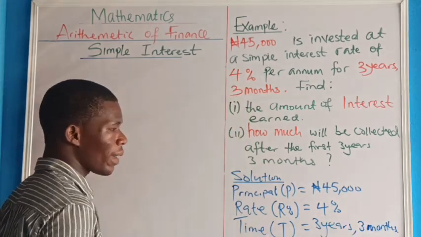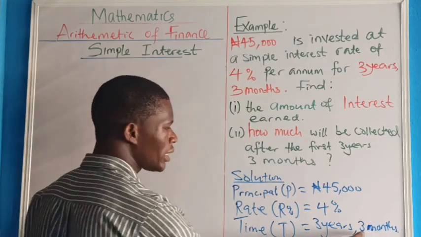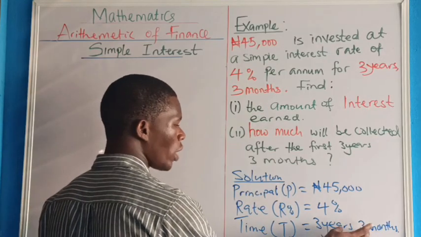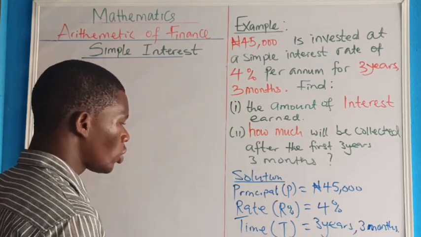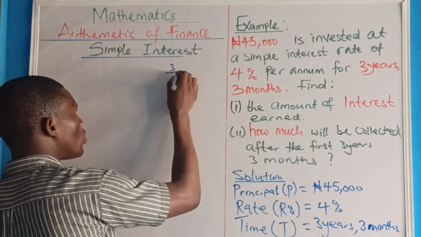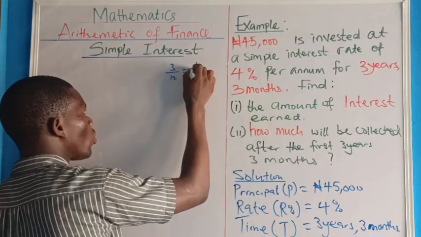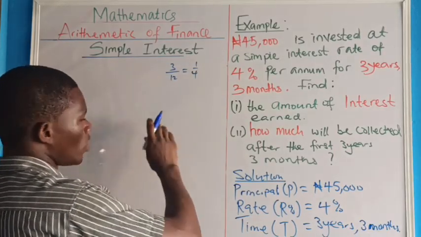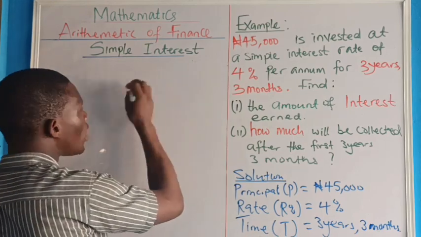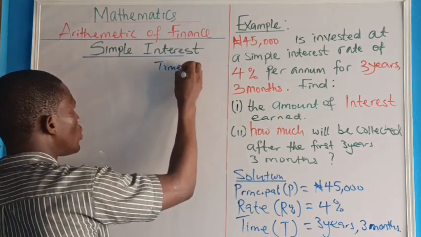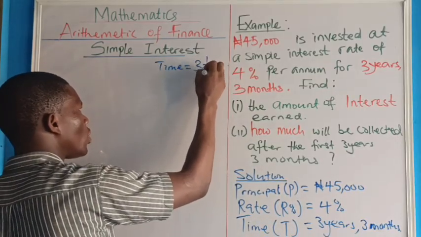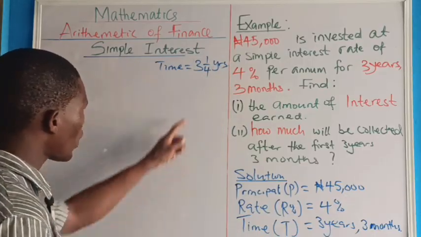Looking at the time given here, we have to change it to years. So this 3 months we have to convert to years. We know there are 12 months in a year, so 3 months will be 3 over 12, which equals 1 over 4 of a year. So converting the time to years, time is equal to 3 plus 1 over 4, that is 3 and 1 over 4 years.